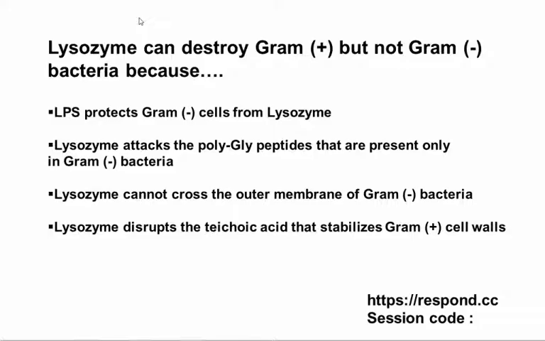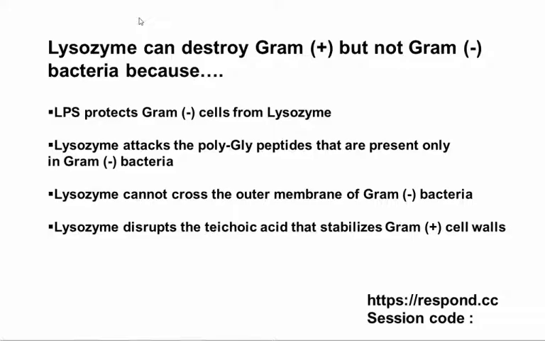Okay, so who says answer 1? LPS protects gram-negative cells from lysozyme. Nobody. Who says B? Lysozyme attacks only the polypeptides that are present only in gram-negatives. Oh, that's wrong. Only in gram-positives. That's a mistake, right? This one is in Staphylococcus aureus. Only in gram-positives. Who says that's right? No. Who says this one? Lysozyme cannot cross the outer membrane. 1, 2, 3, 4, 5, 6, about 6, 7 people, 8 maybe. Who says this one? Lysozyme disrupts the teichoic acid. Okay, 7 people, you're right.